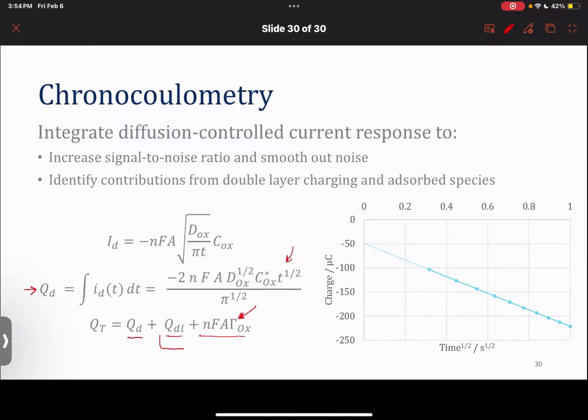Now, these together are so fast that they just simply show up in chronocoulometry as my y-intercept. So here I have about negative 50 microcoulombs of charge, and I can attribute that to double layer charging and/or adsorbed species. And then further out, I only have my diffusion happening. So I can get from the slope of this line further out here my diffusion coefficient, or concentration, whichever I may be searching for. And that wraps up everything we've planned to cover for chronoamperometry.